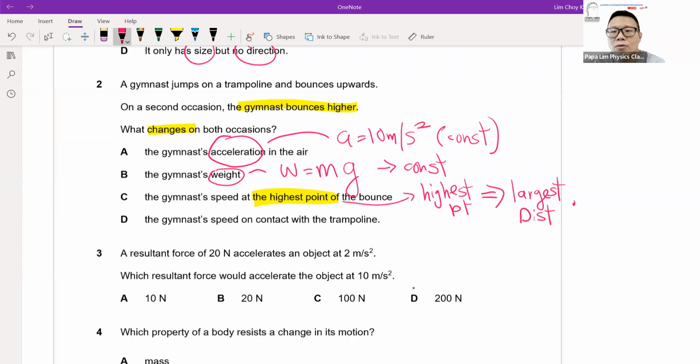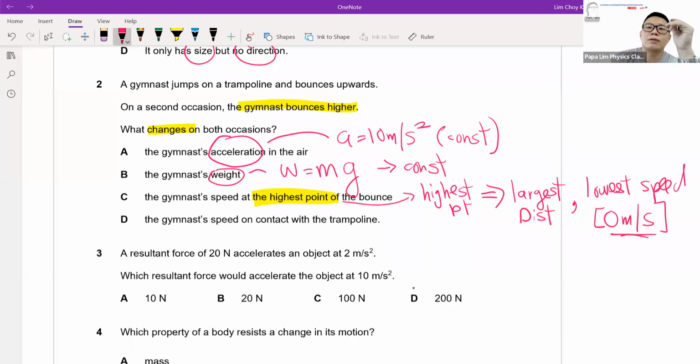At the same time, it also has the lowest speed. And how low is low? It is actually 0 meters per second. At the highest point, the object stays there for a split second at 0 meters per second before it changes direction and drops down. So when we talk about the highest point, students need to take note of two things: it means the greatest distance from the ground, and it means 0 meters per second. So the speed at the highest point remains the same, 0 meters per second. It will not change.